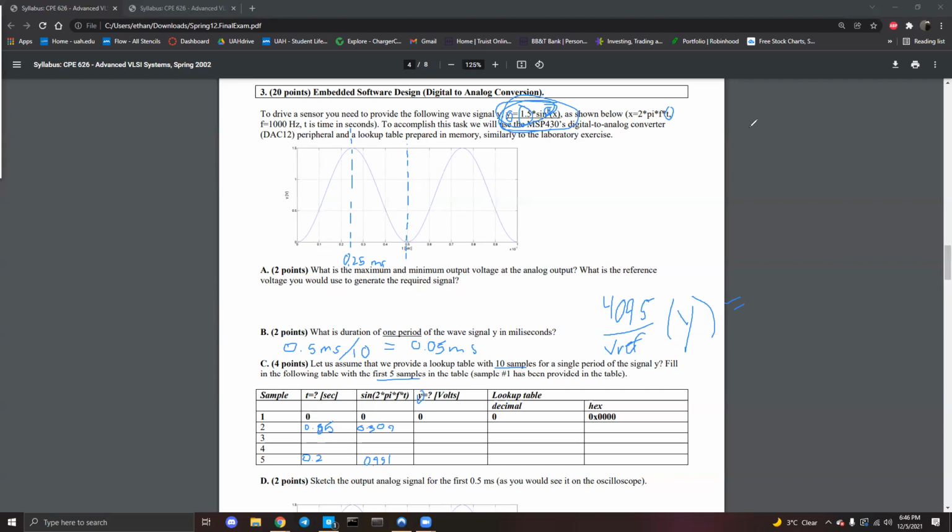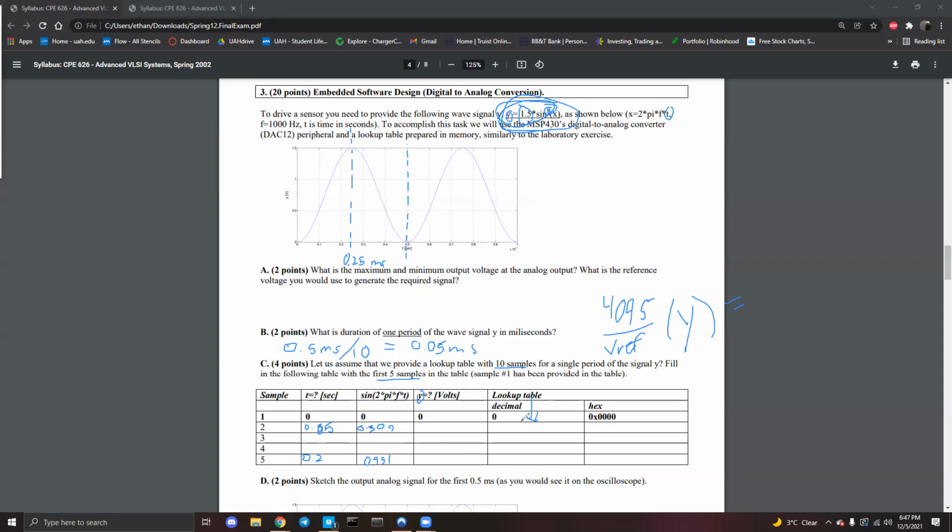So the formula you have right here to the right, that's going to help us with these questions. Once you've calculated your Y, you multiply 4095 divided by the VREF times Y. That's the whole thing, and that's going to equal your number. That produces all your lookup table values.